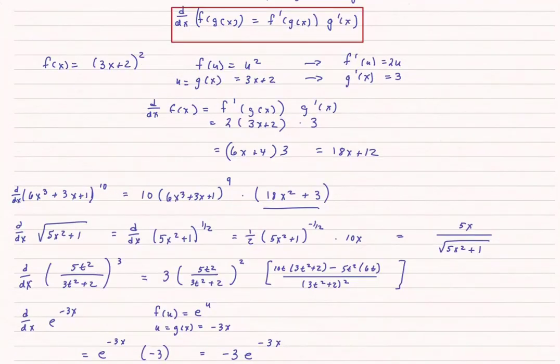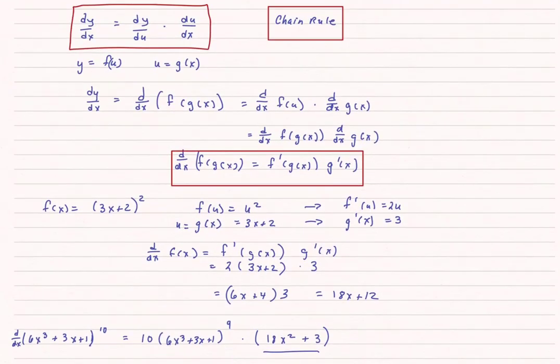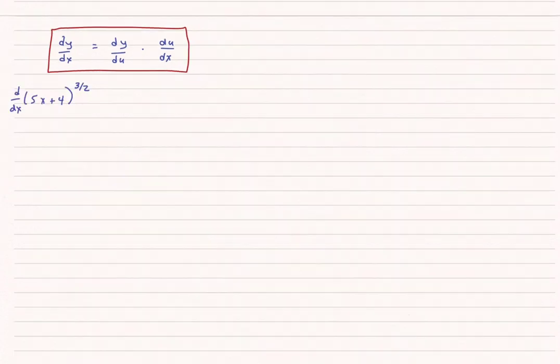For all of these, I've used the second form of the chain rule. Quite honestly, I find that much easier to use than the first version. But I'm going to give you an example or two of that, just so you can see both ways. So in this case, my outside function is going to be u to the 3 halves. My inside function is going to be 5x plus 4.